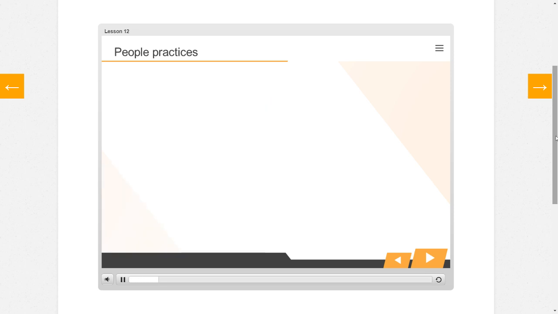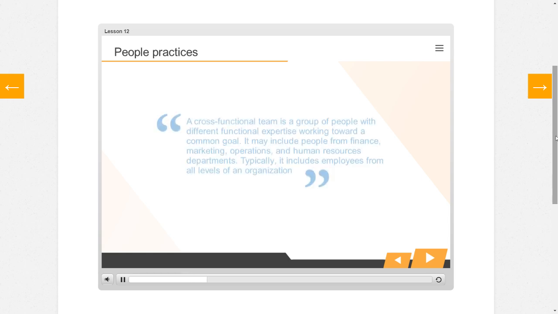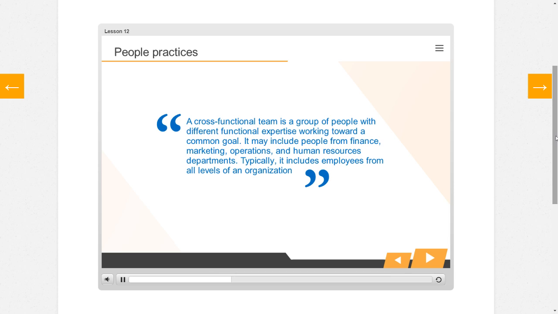Let's start by thinking about what we mean when we say cross-functional teams. You can see a definition on screen here. In most organizations, practices related to managing cross-functional teams focus on a team made up of staff from different departments in the same organization. In a SIAM ecosystem, we need practices that recognize that staff might come from different organizations.